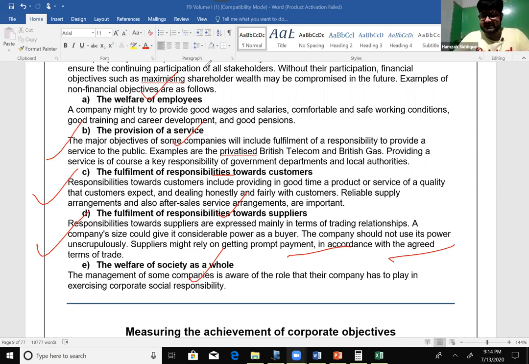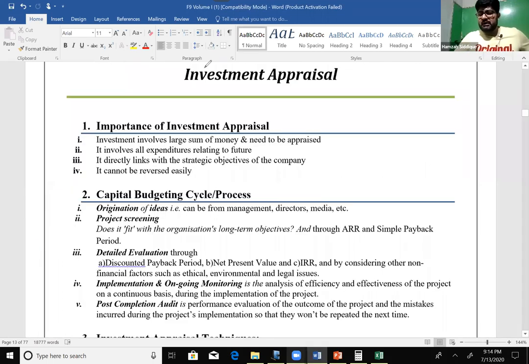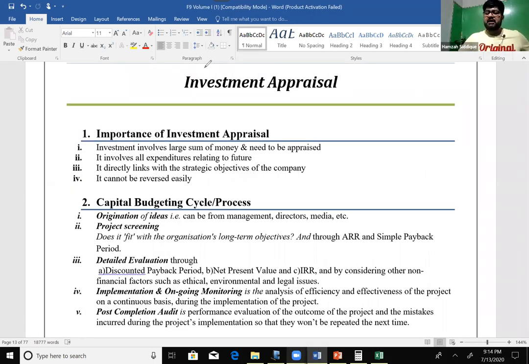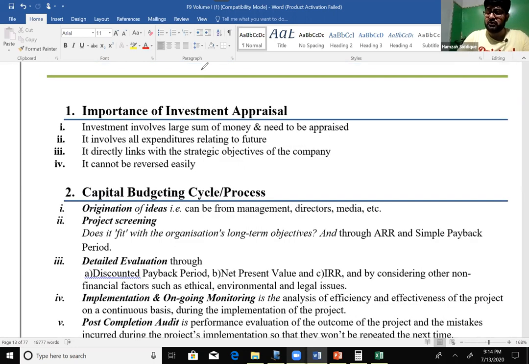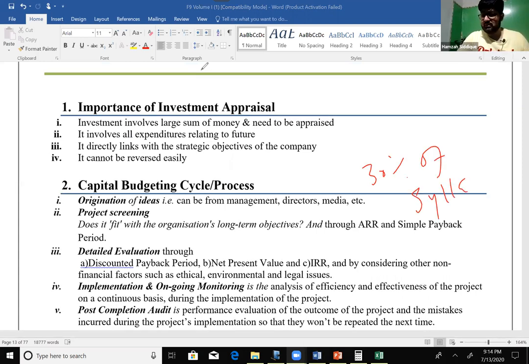Next, let us talk about investment appraisal. Students, this is a very important section. From your exam point of view, it weighs around 30% of your syllabus. So it is a big area, and we are going to start it.